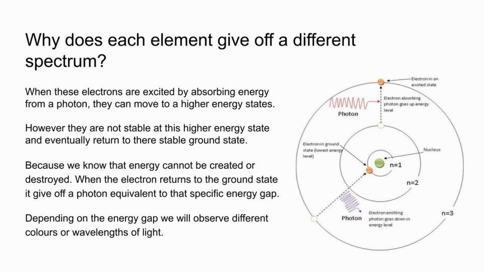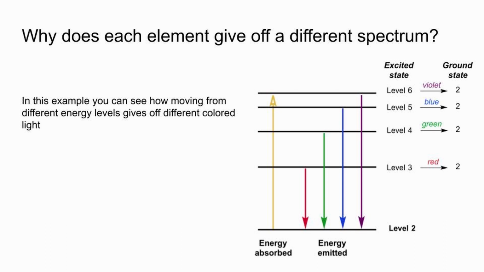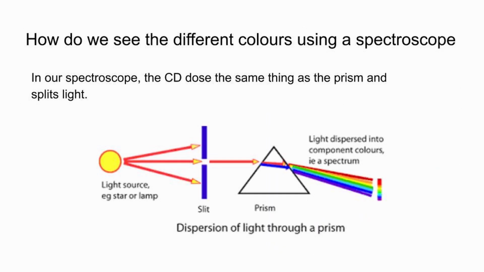Because we know that energy cannot be created or destroyed, when this electron returns to the ground state, it gives off a photon, equivalent to the specific energy gap. Depending on the energy gap, we will observe different colors or wavelengths of light. In this example, you can see how moving from different energy levels gives off different colored light. So how does the spectroscope split up all these different colors of light and allow us to see them? In our spectroscope, the CD does the same thing as a prism and splits the light.